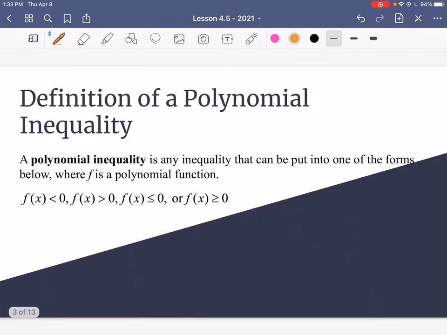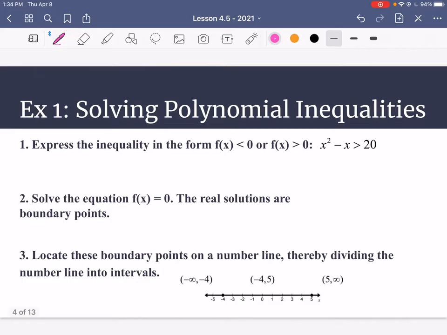All right, so definition of a polynomial inequality. Super simple. It's just a polynomial that is in the form of an inequality. So if we call the polynomial f of x, we have that entire polynomial usually on the left side, or the right side, and then we have 0 on the other side. So it's either less than 0, greater than 0, less than or equal to 0, or greater than or equal to 0. So let's actually go through the steps for how to solve a polynomial inequality, and then we'll do one example and move on to rational inequalities.